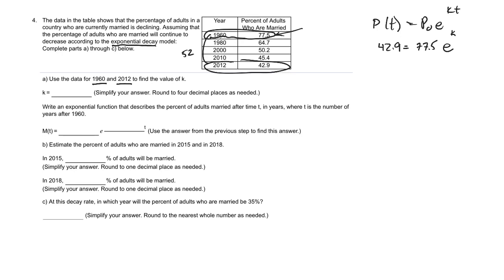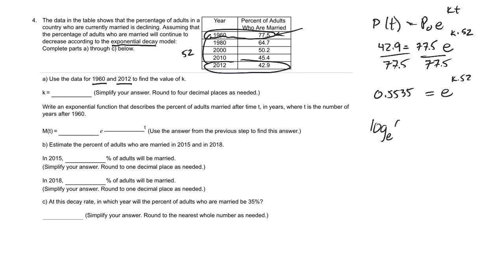It looks like that's what I'm looking for: e to the k times the time, which is 52 years. To solve this, same as we've done twice already, divide both sides by 77.5. So e to the k times 52 is equal to 42.9 divided by 77.5, which is 0.5535, etc. And then change it to log form.